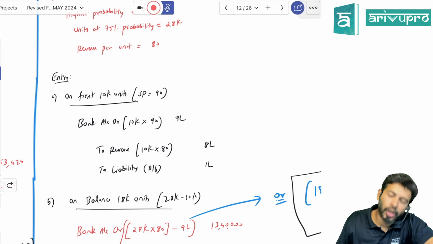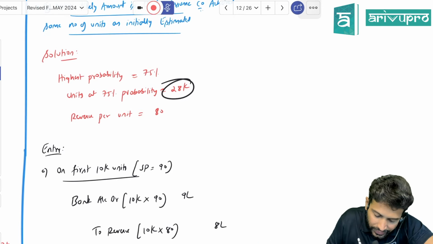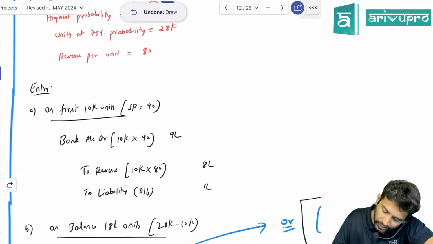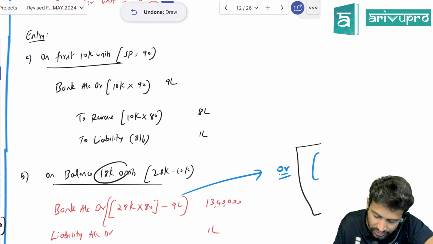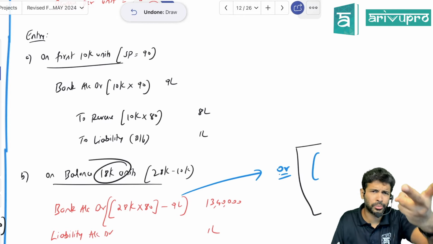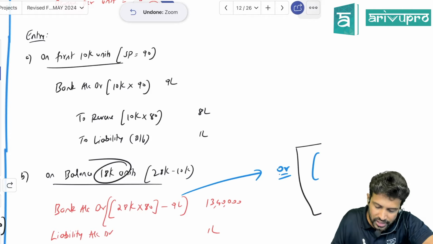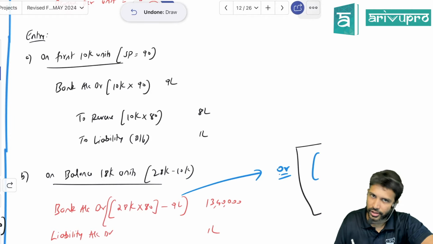Okay, sir. Now what is the balance? Of this 28,000, 10,000 units the customer has already purchased. So the remaining is what? 18,000 units. 28 minus 10 is 18,000 units. This you can show in multiple ways, like the way I've said. Bank account debit. How much will the customer pay? Now the customer has totally purchased 28,000 units, correct?